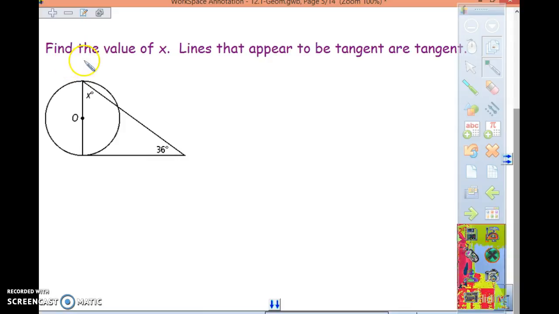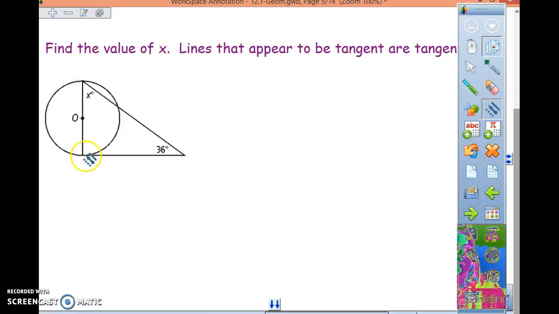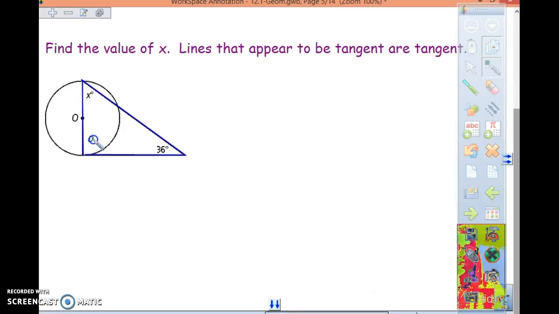Continuing on our next example, it says find the value of x. Lines that appear to be tangent are. So I think this looks like a point of tangency in here. So if I highlight this, I believe I see some kind of triangle. We remember at a point of tangency that forms a 90-degree angle, so we have a blue right triangle. So using the triangle sum theorem, if this is 90, we have 90 degrees left over. So we subtract off 36 degrees, and that missing angle is 54.